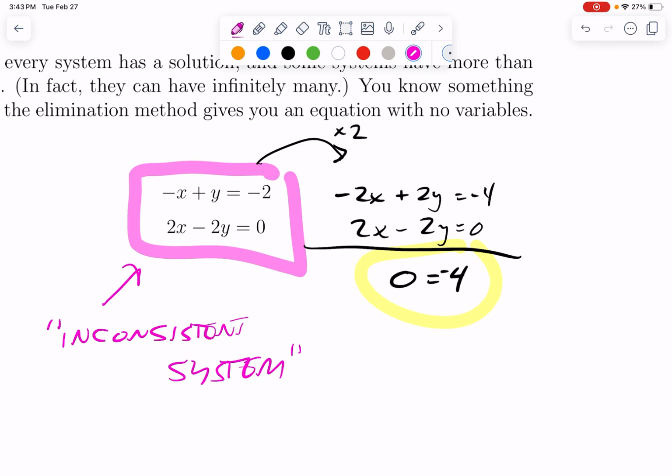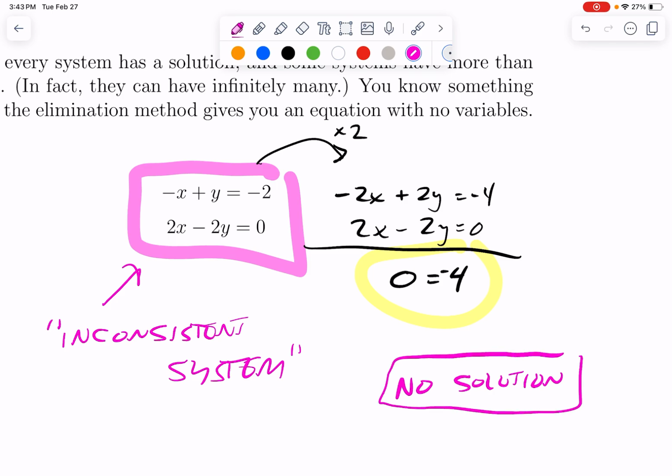If you try to solve this one by graphing, you would get 2 lines that never intersect. They're parallel. So there is no solution. No matter how hard you try, you will never find a combination of x and y that make both of these equations true at the same time.